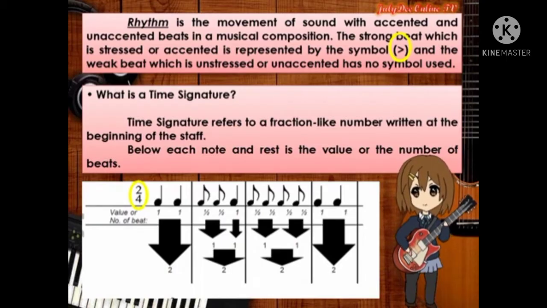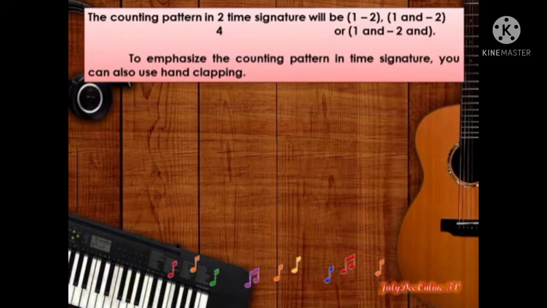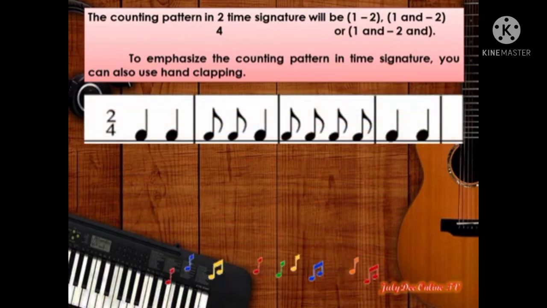In the third measure, we have eighth notes. 1 half plus 1 half is equal to 1. Another 1 half plus 1 half is equal to 1. 1 plus 1 is equal to 2 beats. The counting pattern in 2/4 time signature will be 1, 2, 1 and 2, or 1 and 2 and.